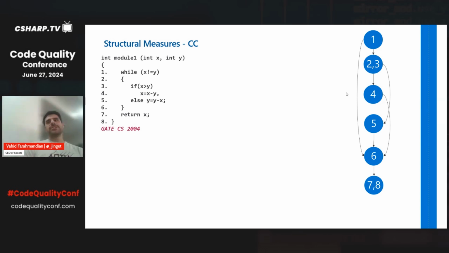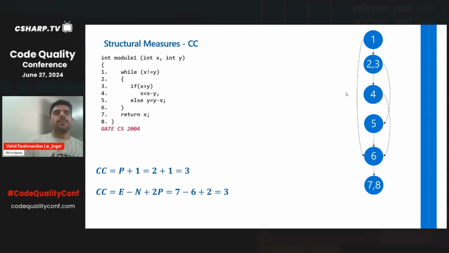What's the code complexity here? Number of edges minus number of nodes plus 2 multiplied by p is equal to 3, or p plus 1, the number of predicates. How many predicates do we have on the screen? While and if, we have 2 predicates plus 1 is equal to 3. Our cyclomatic complexity of the code is equal to 3.